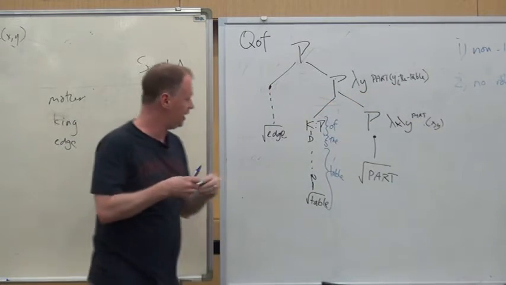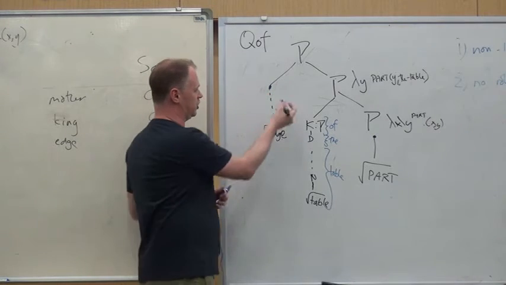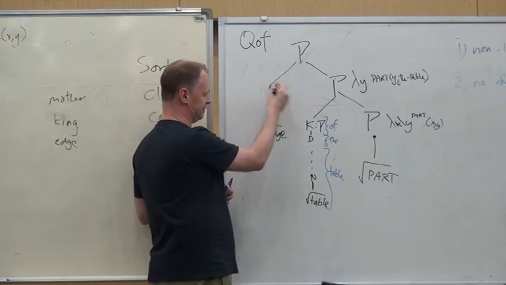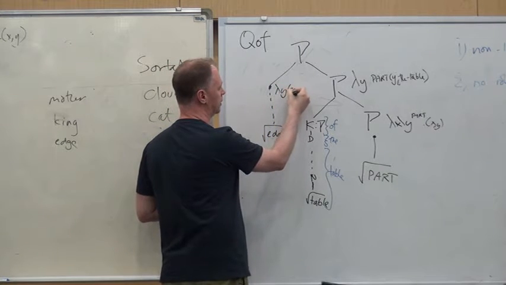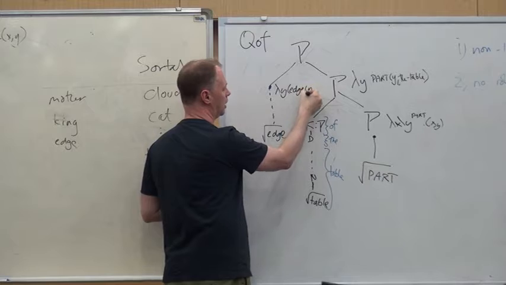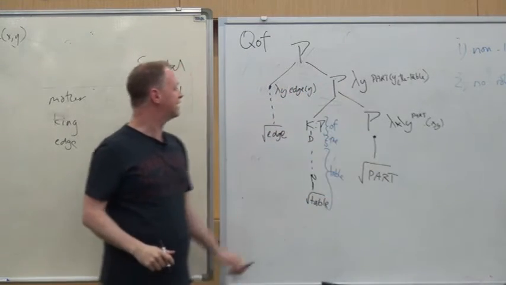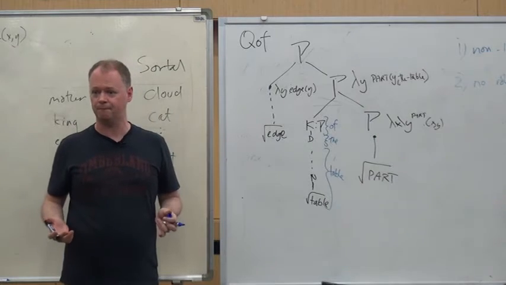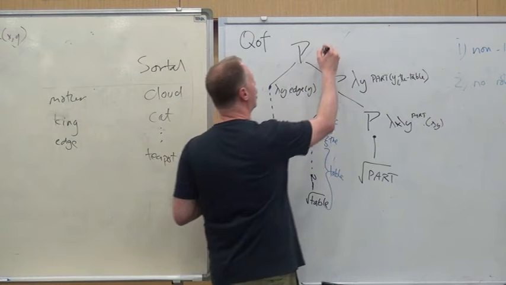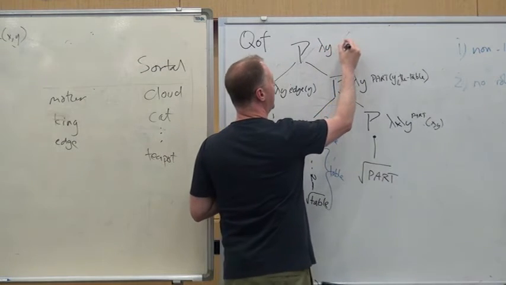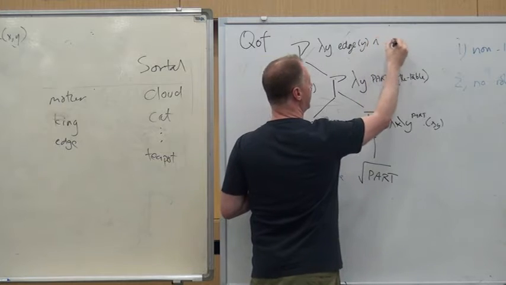Then this, I haven't told you what category this is yet, but it's going to be something like, semantically, it's going to be something like lambda y edge y. And then we put the two of these things together by predicate modification, like we did yesterday. So we get at the top lambda y, y is an edge, and moreover, y is part of the table.